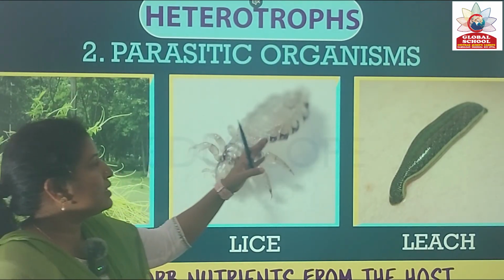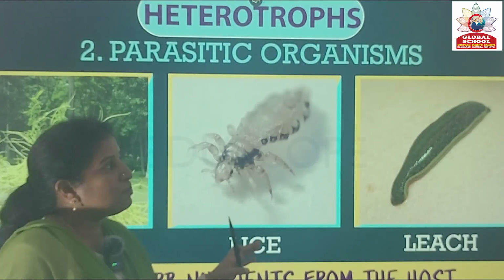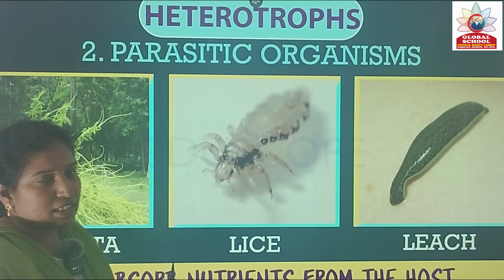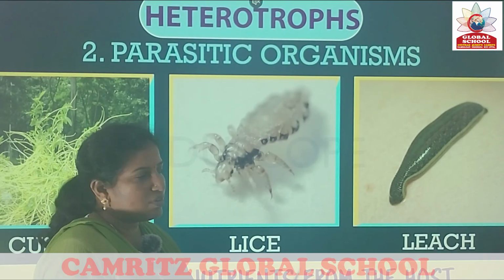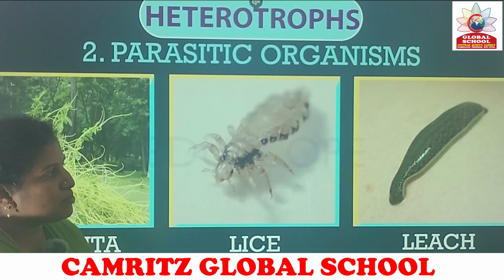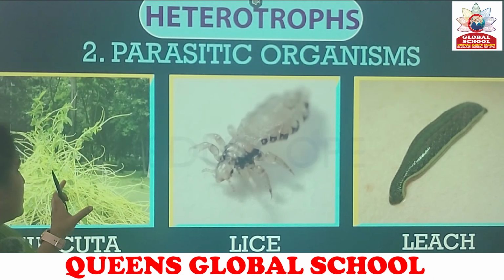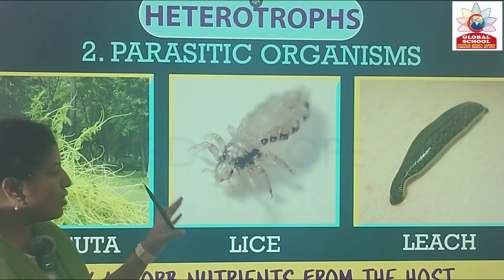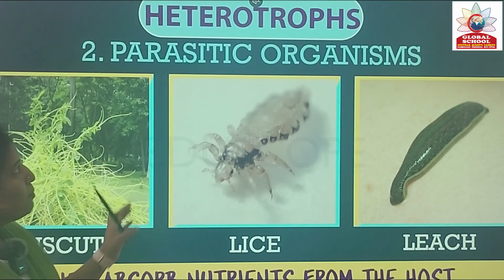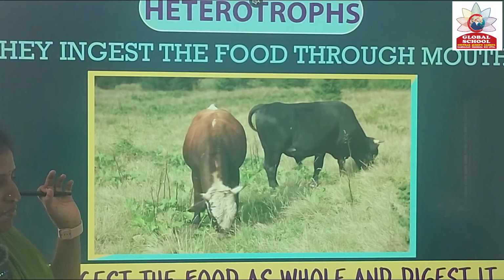Next are the parasitic organisms. The examples are mosquito, lice, and leech. These are parasitic organisms which feed on other animals and absorb the nutrients from the host. They live inside or outside the organism's body and take nutrients from the host organism. Cuscuta is a plant which feeds on other plants and gets nutrients from them, so this is also a parasitic organism. A leech will suck blood, and lice are present on our heads.